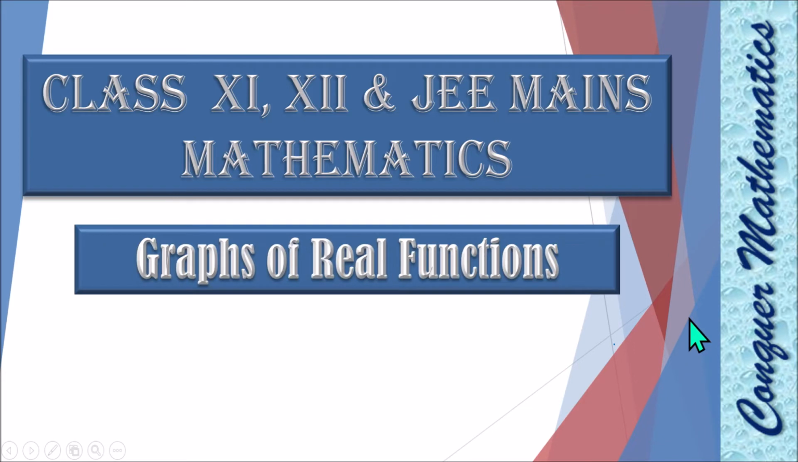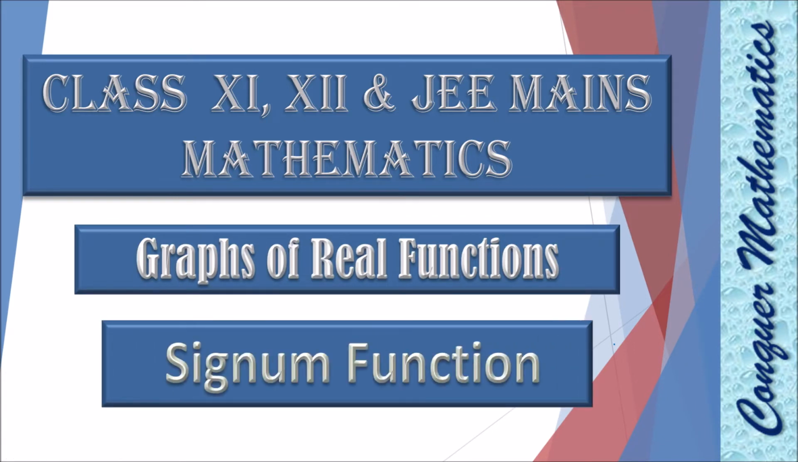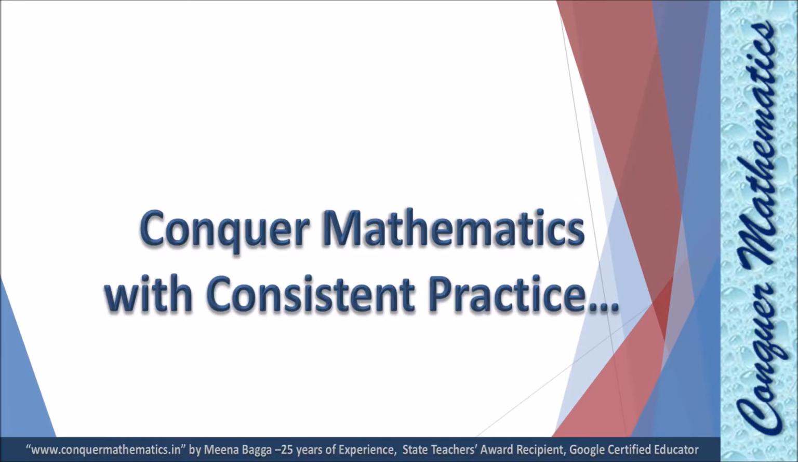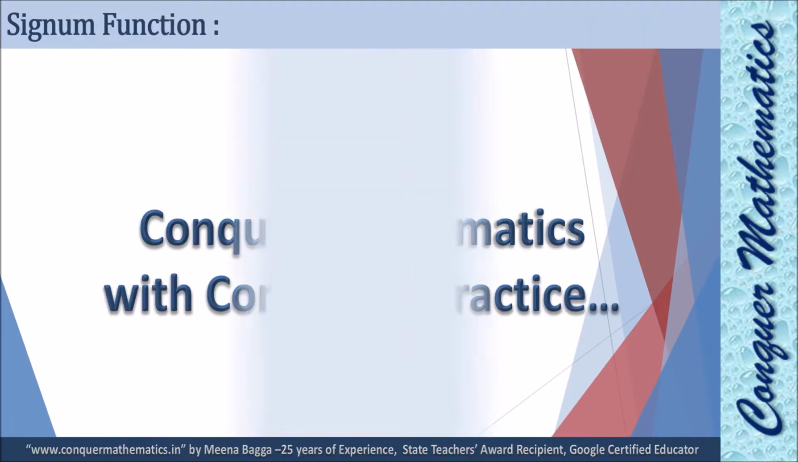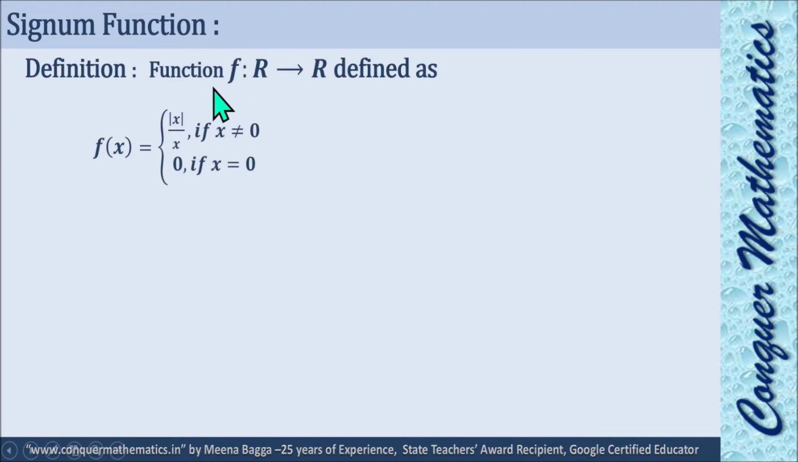Students, we are discussing real functions and today we are going to discuss the signum function. What is the signum function? As per definition, the signum function is a function f from R to R. That means a real function: domain and codomain both are the real number set. It is defined as 0 if x is 0 and modulus x divided by x if x is not equal to 0. This is the basic definition of the signum function.